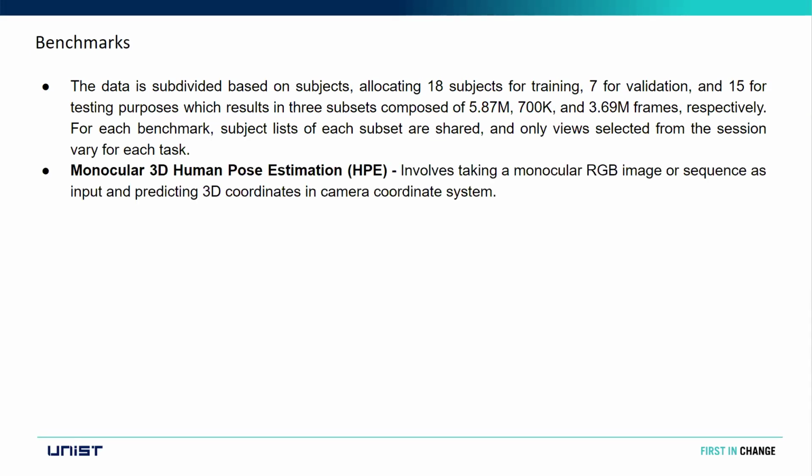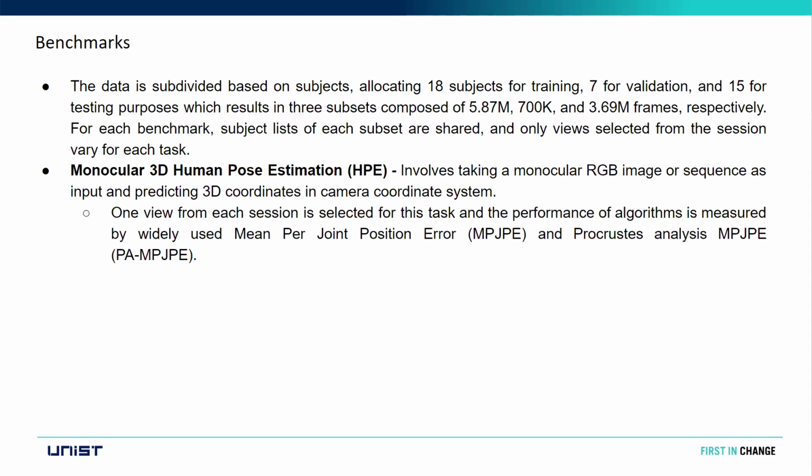So they do monocular 3D human pose estimation. It involves taking a monocular RGB image or sequence as input and predicting 3D coordinates in the camera coordinate system. They use one view from each session for this task, and the performance of algorithms is measured by the widely used mean per joint position error and Procrustes analysis, basically MPJPE and PA-MPJPE.